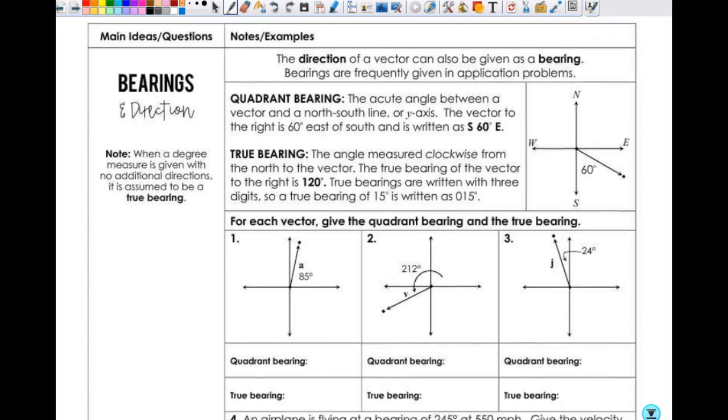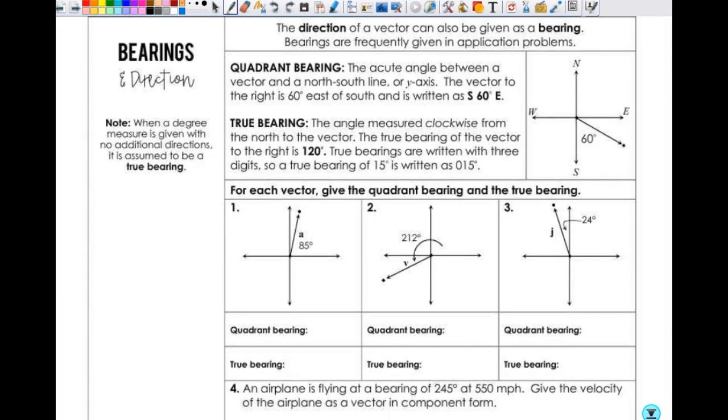Okay, we talked about bearing once before and how it's a different way to get the angles that we need. So the direction of a vector can also be given as a bearing. And bearings are frequently given in application problems because that's the way they're going to use it for real world stuff. So there's two different types of bearing. There's quadrant bearing and true bearing.